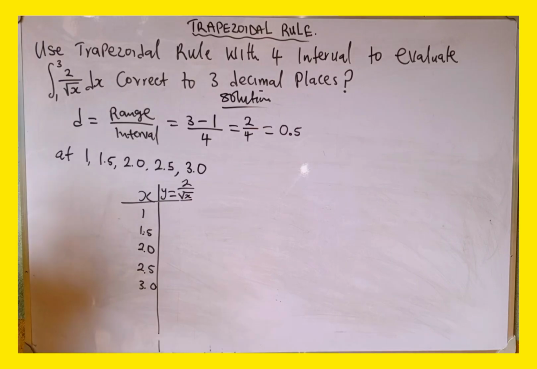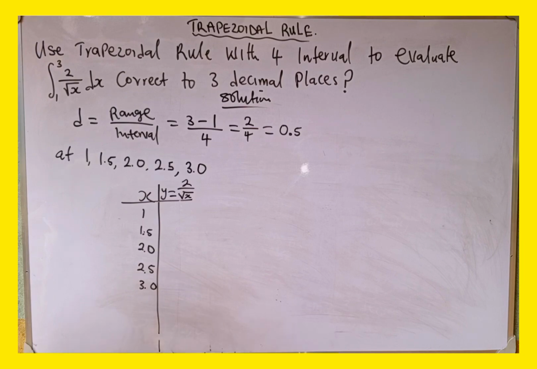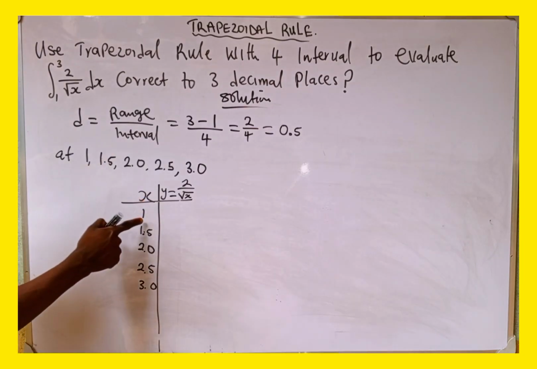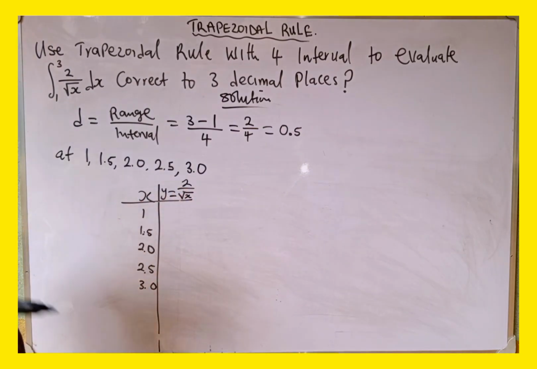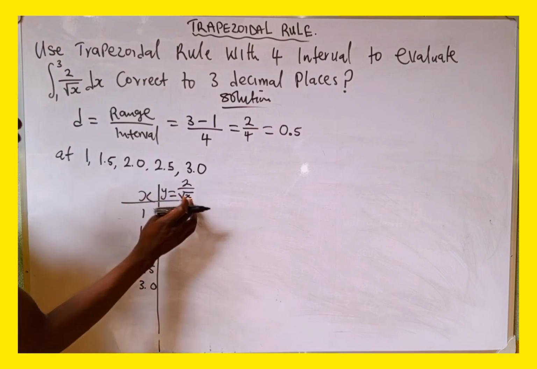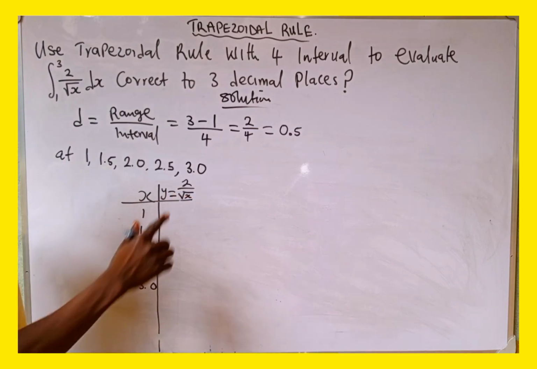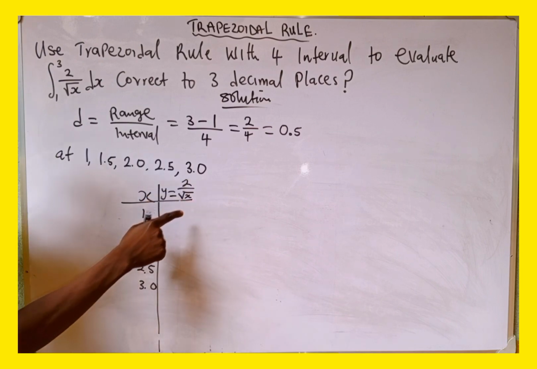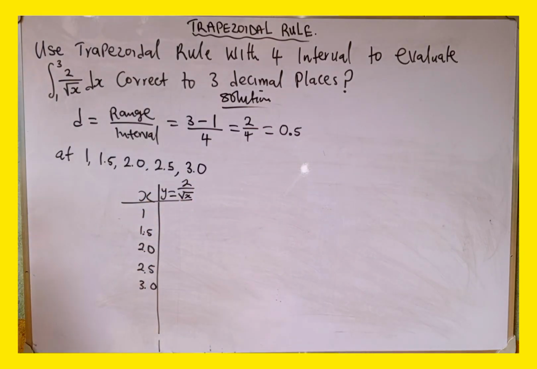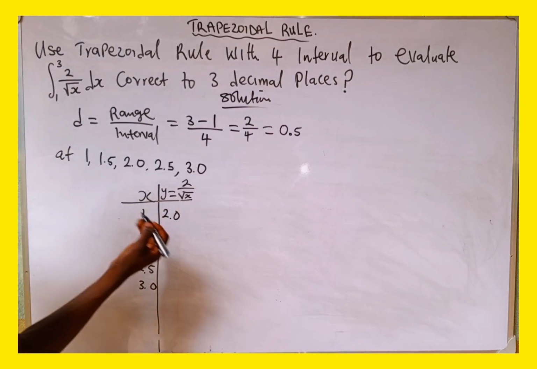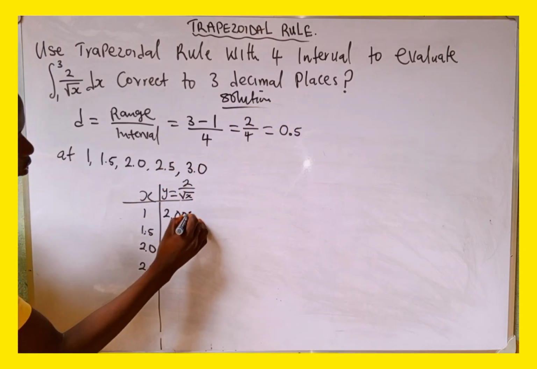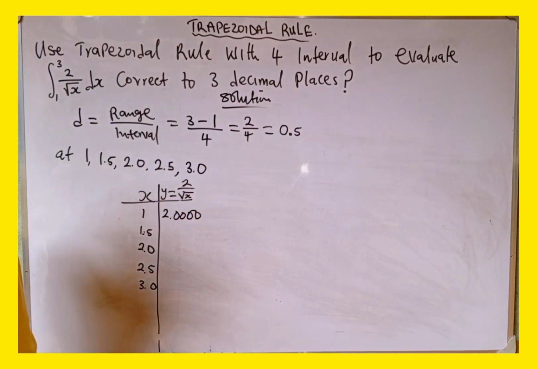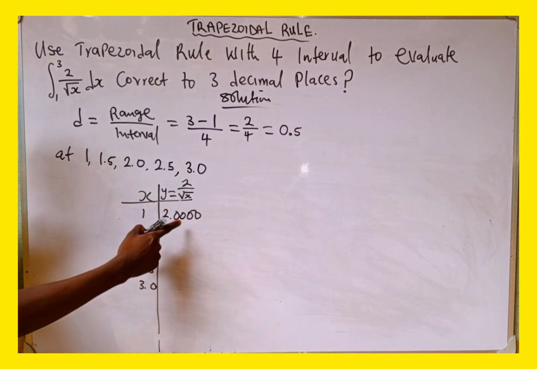Now to fill the second column, anywhere we see x in the function, we substitute these ordinate points. The first one is 1. Substitute 1 here. If you are pressing the calculator in this place, you have to be very careful. Plug in 1: root 1, press equal to, then 2 divided by the answer gives us 2.0. But remember, the question asks us to correct to 3 decimal places, so we are going to write 0 up to 4 places, so that at the end of the day, we can approximate our answer to 3 decimal places.